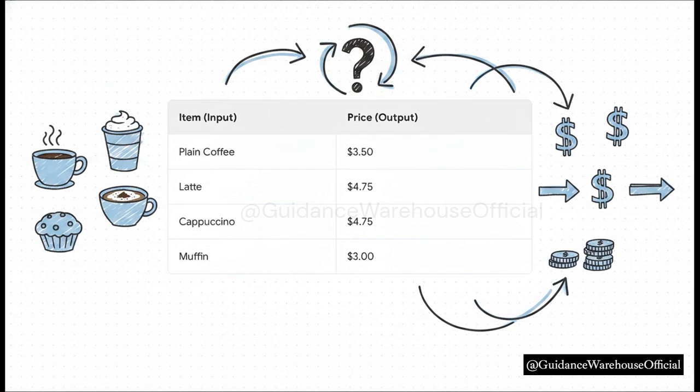Okay, let's put this rule to the test with a real-world example. Everyone loves a coffee shop, right? So let's look at this menu. If we say the menu item is our input and the price is our output, is this relationship a function? Just take a second and think about that.